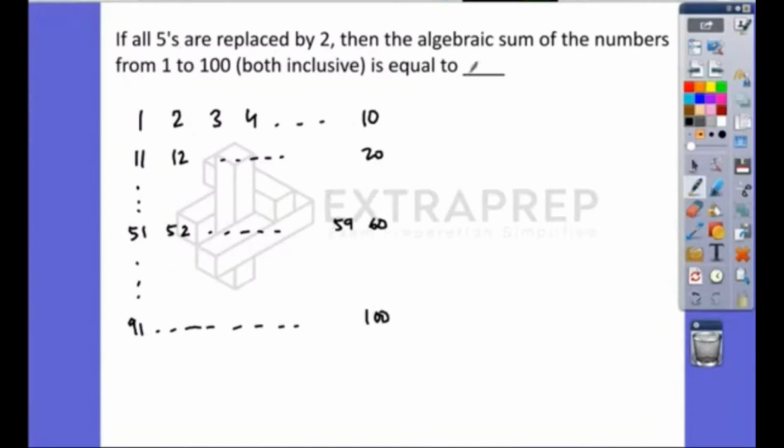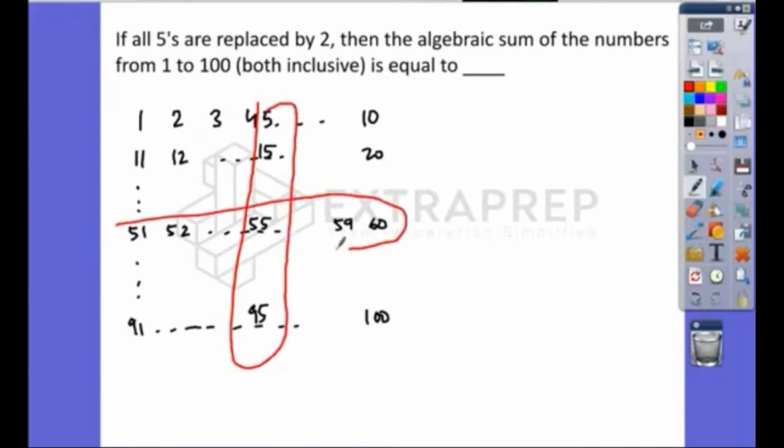And if all the 5s are replaced by 2s, so wherever you have a 5, okay, 5, 15, 25, 55, and so on up to 95. So wherever you have 5s, you'll have 5s in this line, and you'll also have 5s in this line. Okay, there's 50 here. So you'll have to replace all the 5s by 2s. So you'll remove 5s and put 2s there.